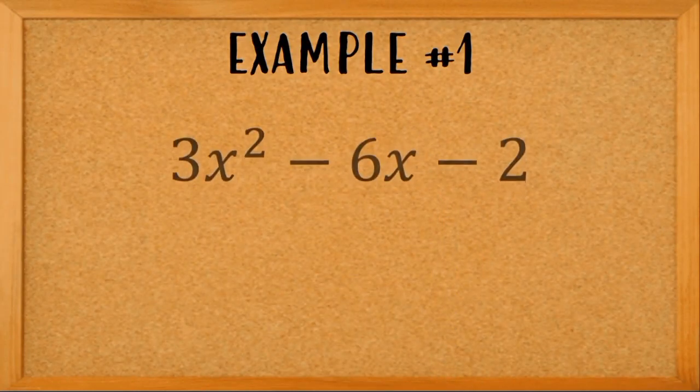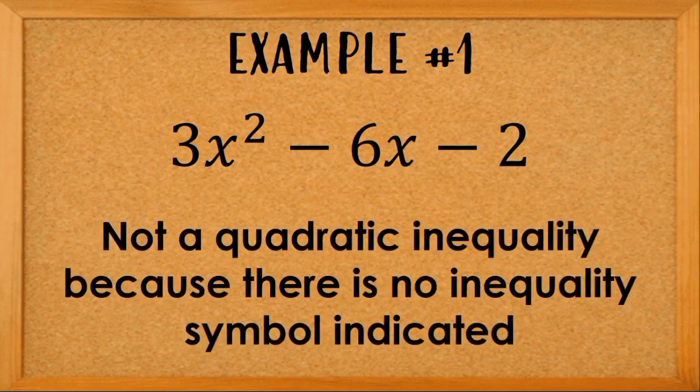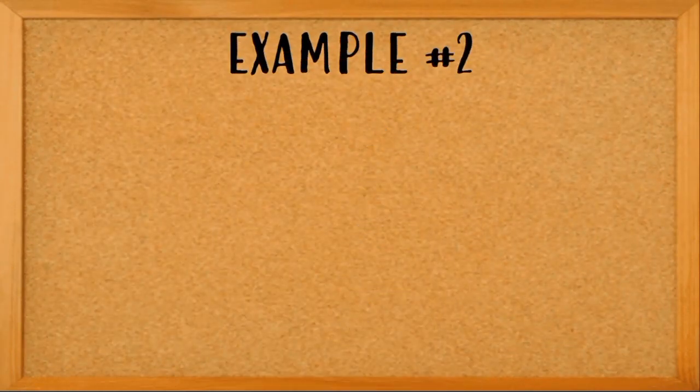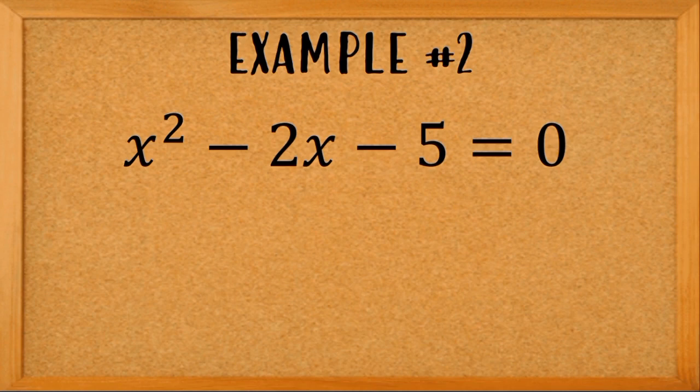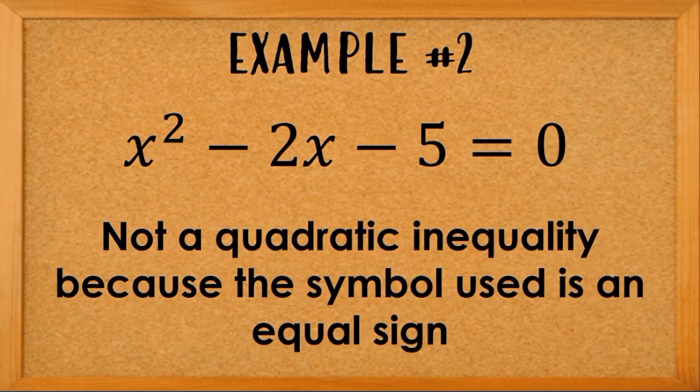Example number 1. 3x squared minus 6x minus 2 is not a quadratic inequality because there is no inequality symbol indicated. What are the different inequality symbols? Of course, it involves the greater than or the less than symbol. Number 2, we'll have x squared minus 2x minus 5 equals 0. This is also not a quadratic inequality because the symbol used is an equal sign. And if it is an equal sign and we have the highest exponent of 2, this is a quadratic equation.